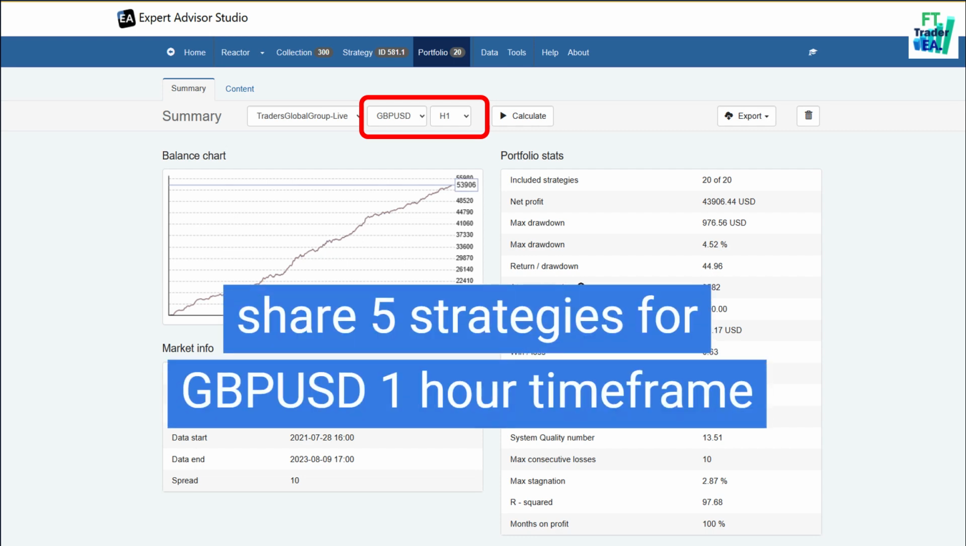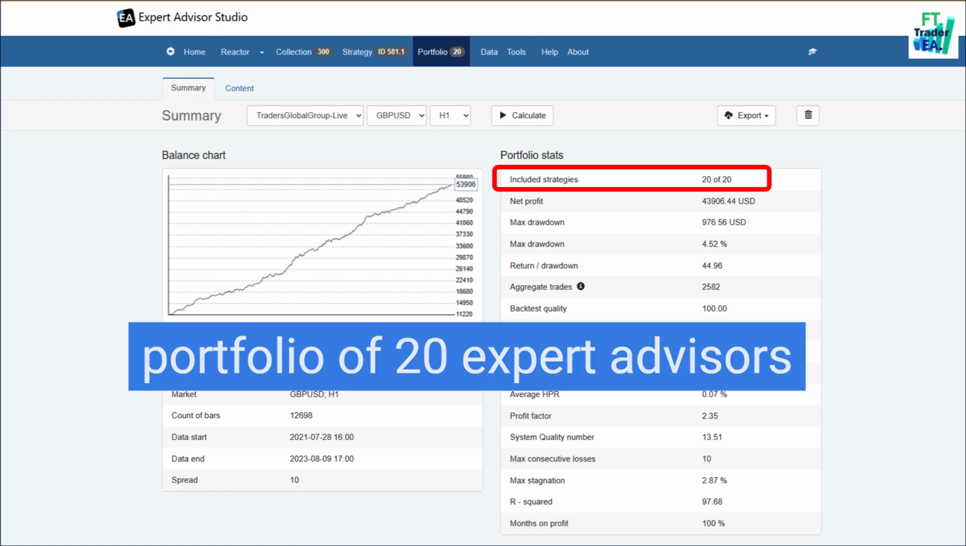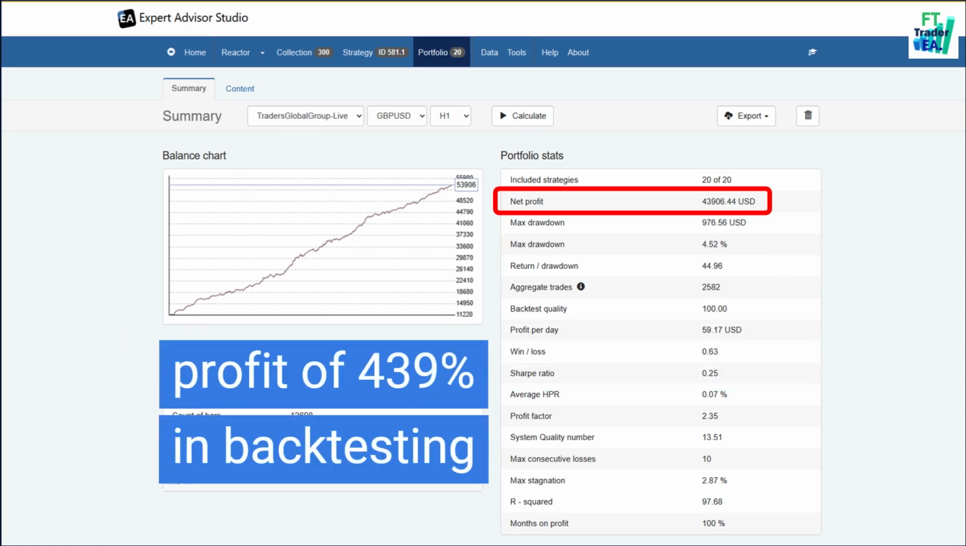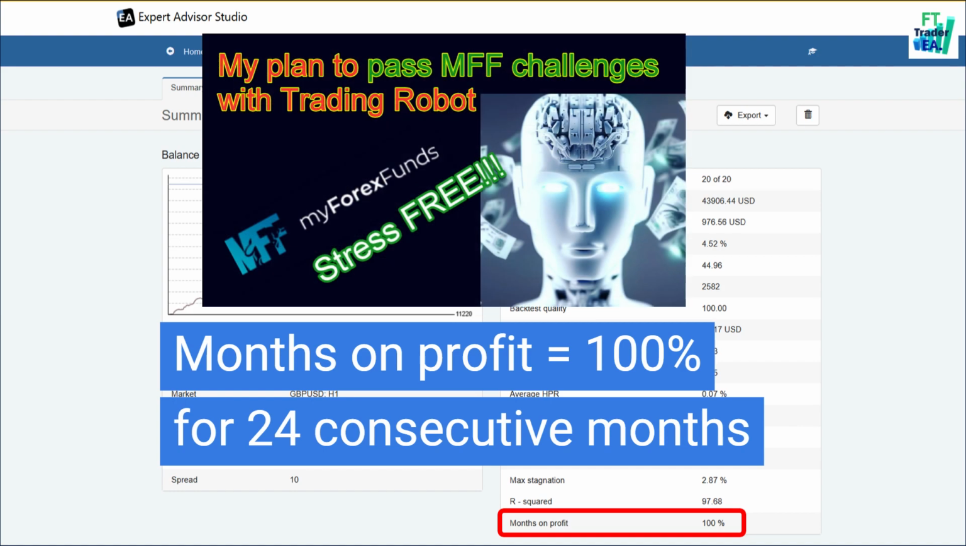I will be sharing the 5 strategies for trading the pound US dollar on a 1-hour time frame using an expert advisor portfolio. These strategies have shown impressive results, yielding a remarkable 439% overall return with consistent monthly profits over 24 consecutive months, as I highlighted in my previous video.